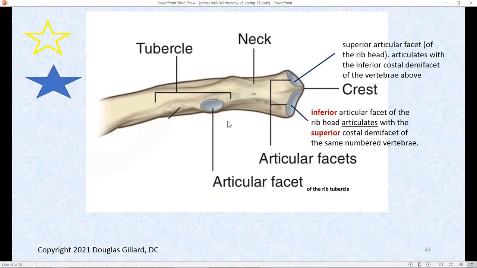Right, and here's just a look at which way is superior, which way is up and which way is down. So this is down, right? This is inferior. How do I know? Well, the facet here on the rib tubercle is always down. And plus I can see the costal groove starting right here. So this is the rib head. This is the superior facet of the rib head, and this is the inferior facet of the rib head. And that's the crest that has a ligament attaching right to the lateral part of the disc. See how confusing that can be?